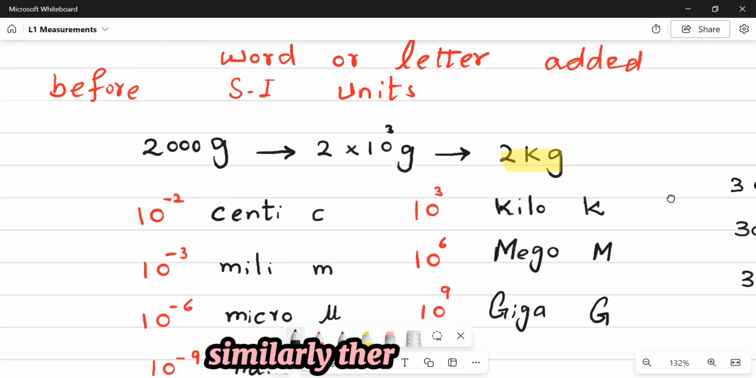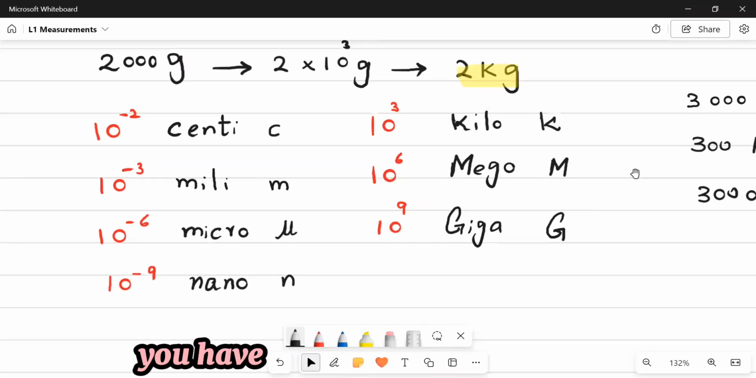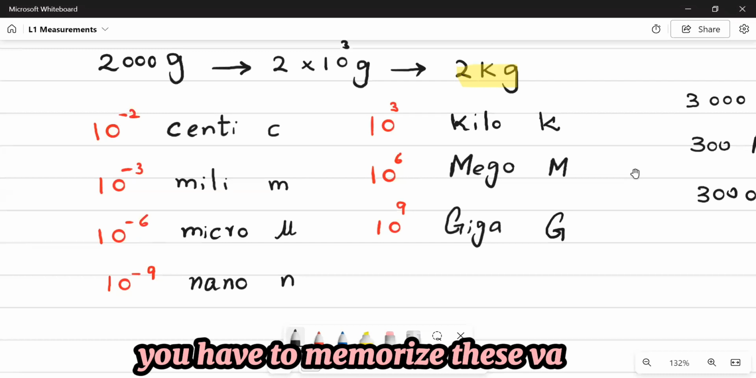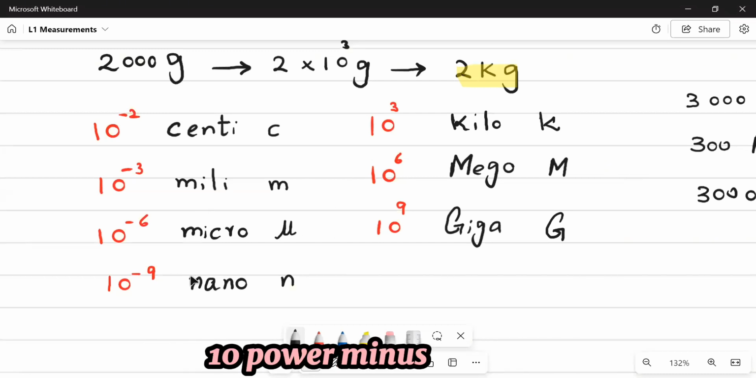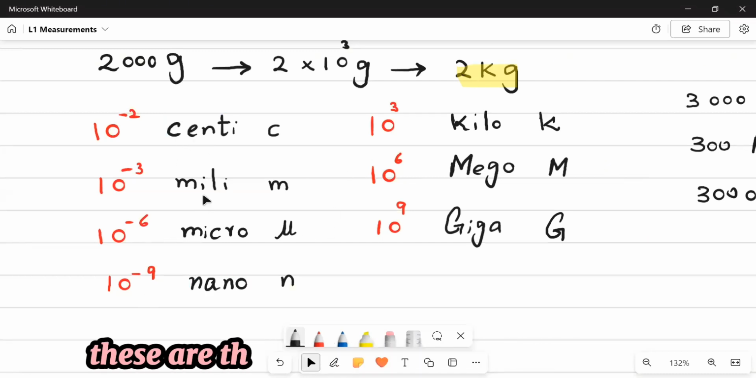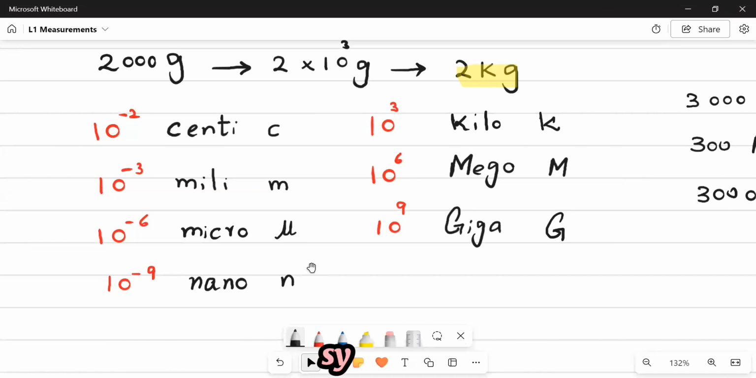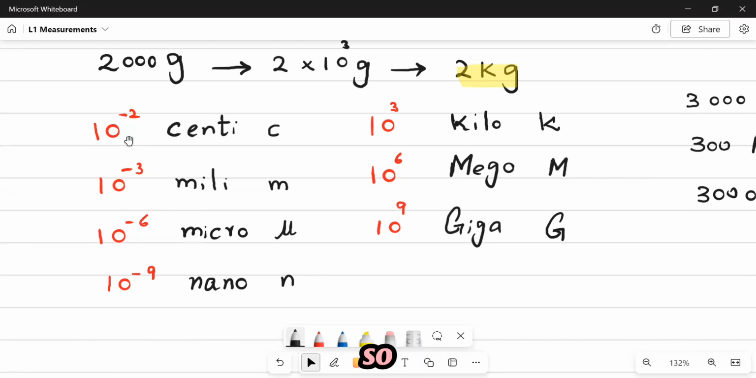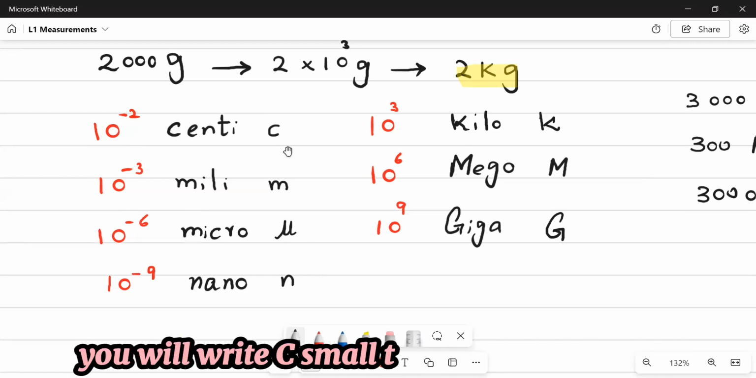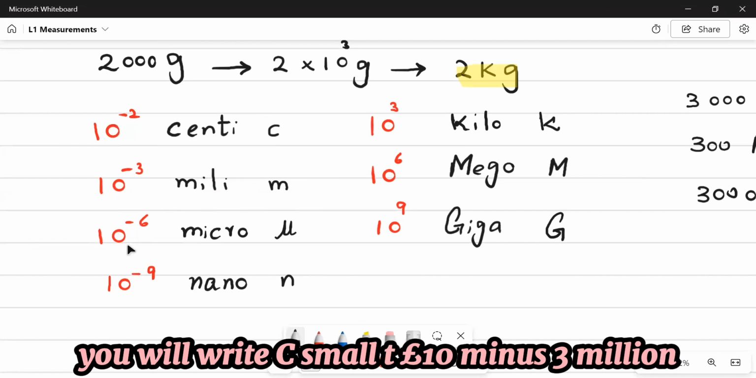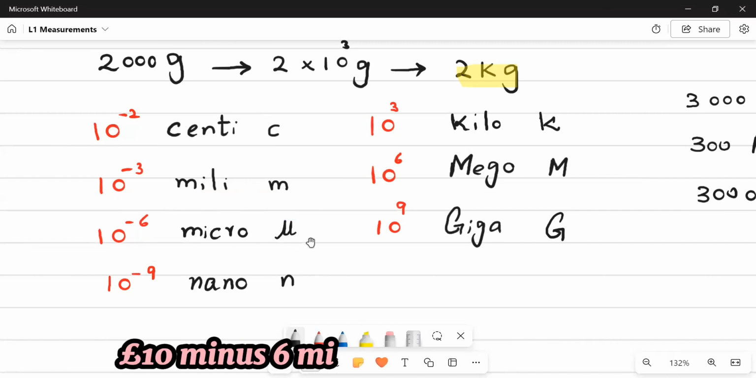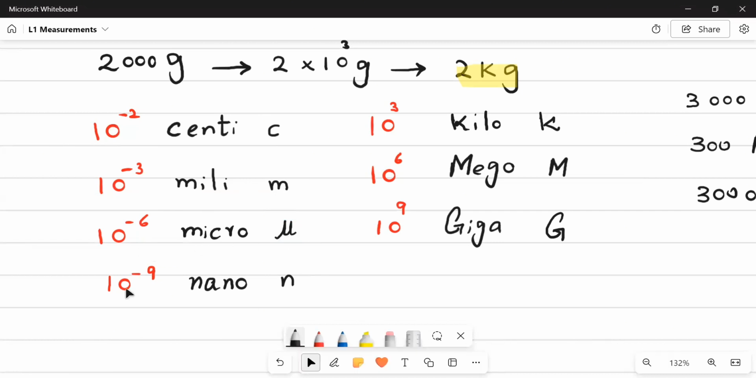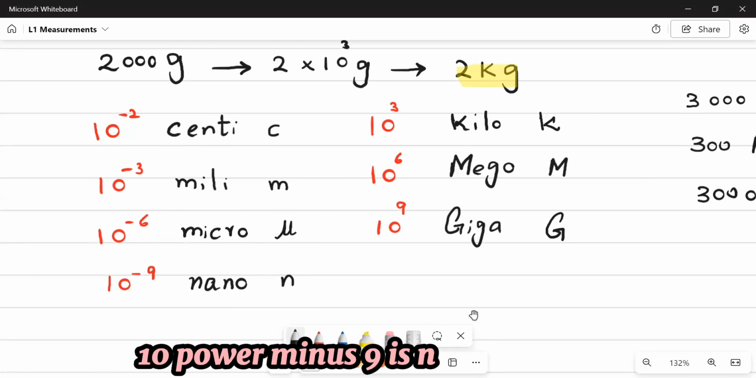Similarly, there are many prefixes. You have to memorize these values: 10 power minus 2, minus 3, minus 6. These are the names and these are the unit symbols. You will use the symbols, not names. For example, 10 power minus 2 is centi, so you will write small c. 10 power minus 3, milli. 10 power minus 6, micro. This symbol is mu. 10 power minus 9 is nano.